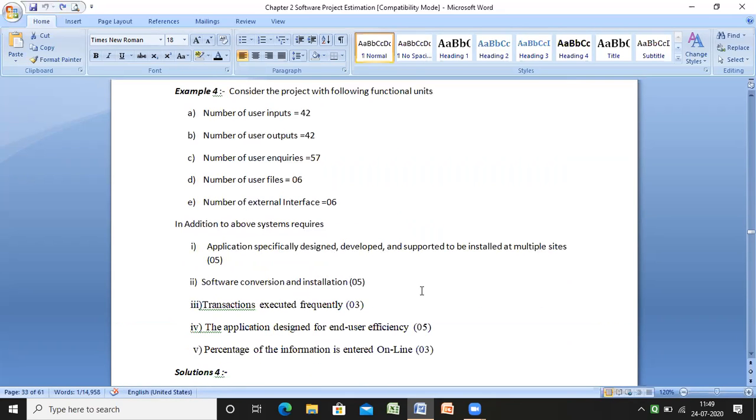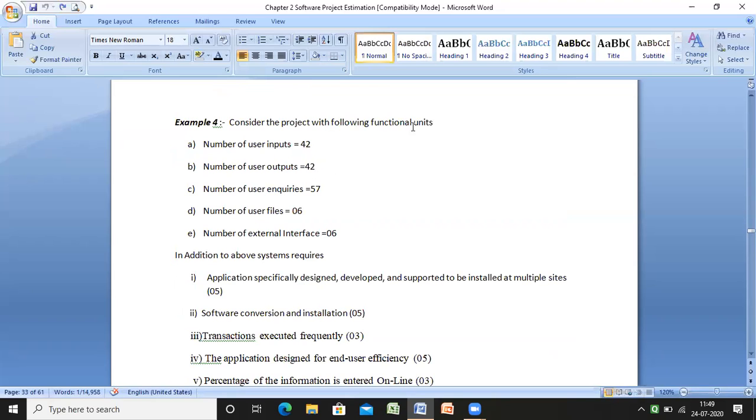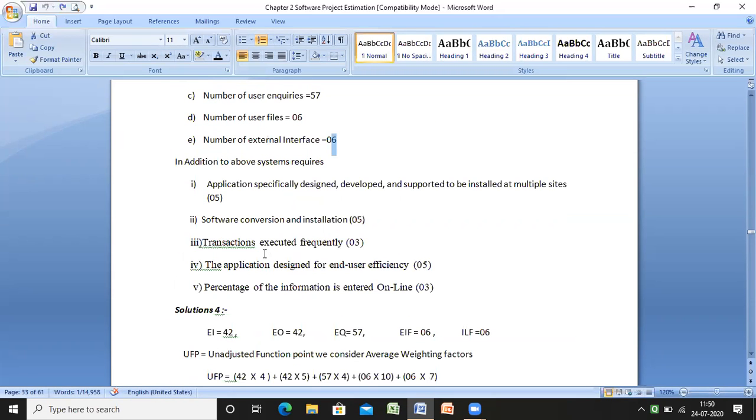Again, one more. So consider the project with the following function units. The number of user inputs 42, user outputs 42, number of enquiries 57, user files 6, external interfaces 6. Now in addition to the above, they have mentioned the GSC points. This time 5 points they have mentioned.